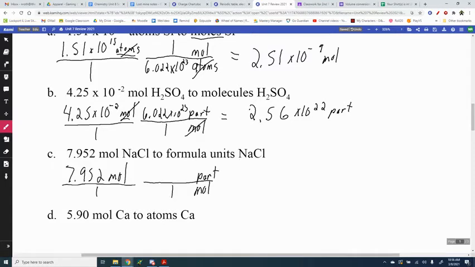1 goes next to moles. 6.022 times 10 to the 23rd goes next to particles. Moles cancel out. So we multiply those two together. We get 4.79 times 10 to the 24th particles.